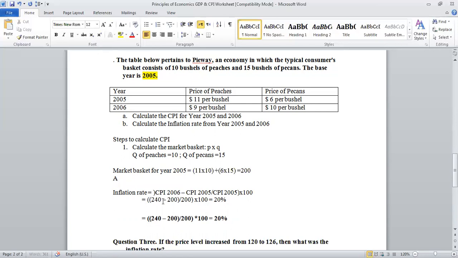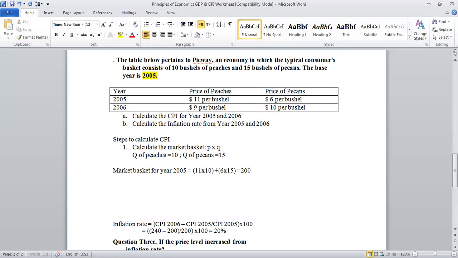Okay. And then the market basket for 2006 is, again, the price in 2006 is 9 and the quantity for peaches is 10, plus 10 times 15. You get 90 plus 150. Just a second. $240. All right, this is the first step.